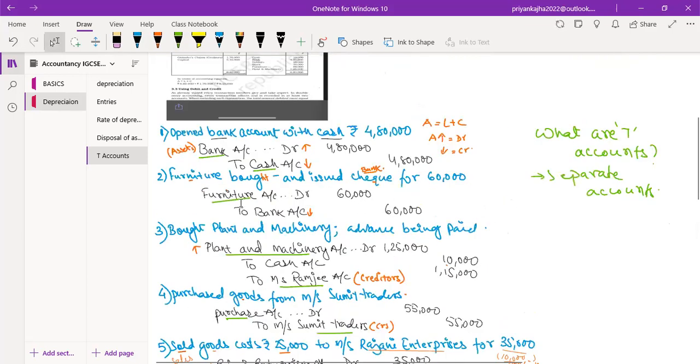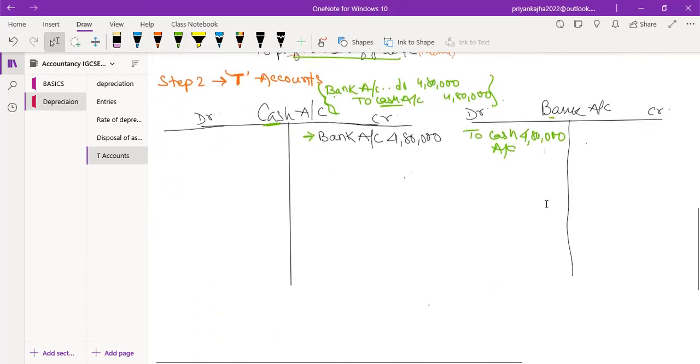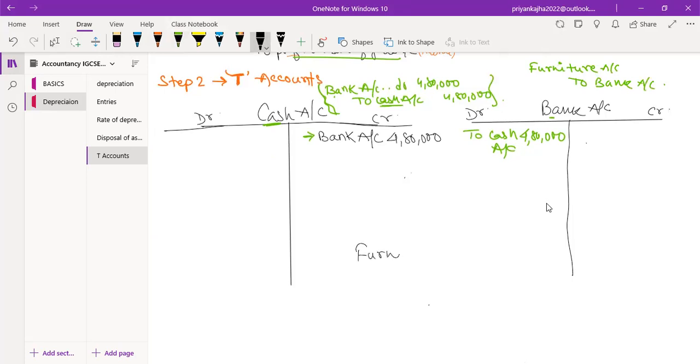Similarly, the next transaction, furniture to bank. Before that, we will create a furniture ledger account. So we are going to post in our bank account, furniture to bank. Bank account has been credited here. So come to the credit side and then you write furniture account. Whatever the amount is, you will put that amount.